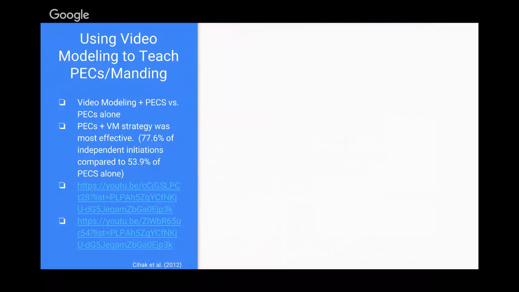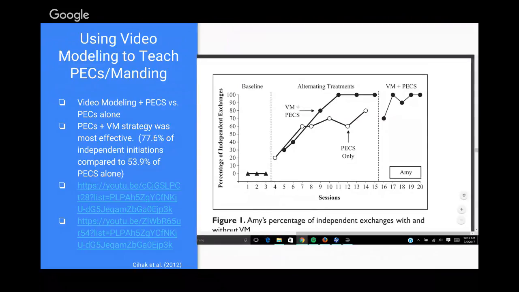What I'd like to talk about a little bit more is the use of video modeling with PECS. There was a study done by Spce et al. in 2012, and what they did was an alternating treatment design with a few students, where they took baseline behavior, as you can see in the chart, and then they introduced PECS alone, and then video modeling with PECS, and it was more efficient for those students that were using the video modeling with PECS combined.